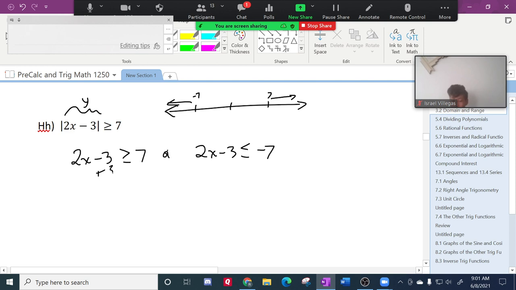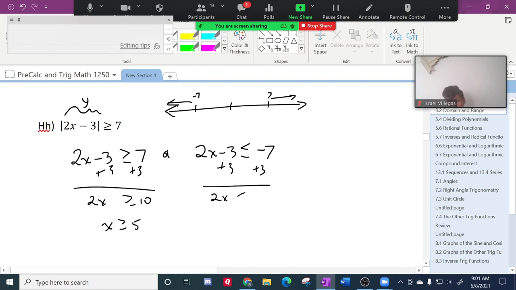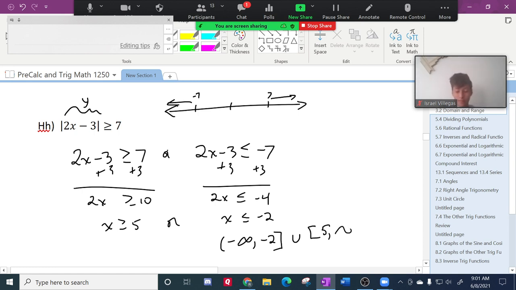Now I'm going to add 3, add 3, and then I'm going to have to put the word "or" in between these. And this part over here is negative infinity to negative 2, union 5 to infinity.